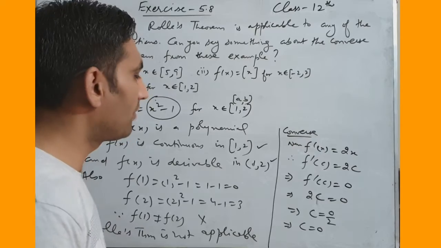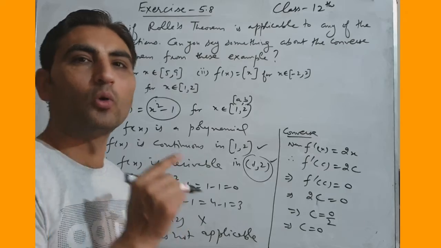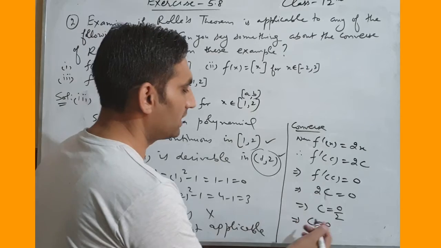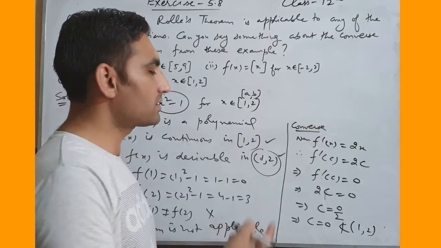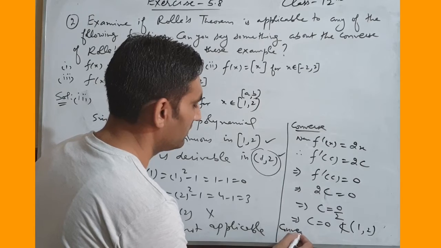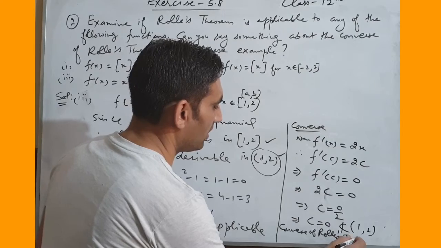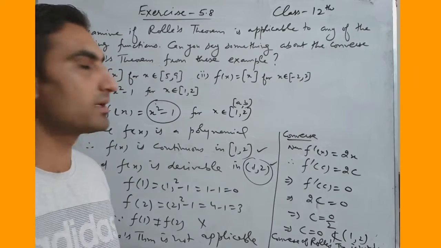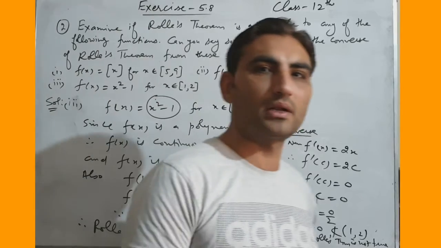Is it a member of the open interval 1 comma 2? This c should be a member of the open interval. You marked in the definition that c belongs to the open interval a comma b, but this c is not a member of the open interval 1 comma 2. So therefore we can say the converse of Rolle's theorem is not true. The converse is also not true in this case. So there were three parts of question number 2. Now we will go further to question number 3 after this.